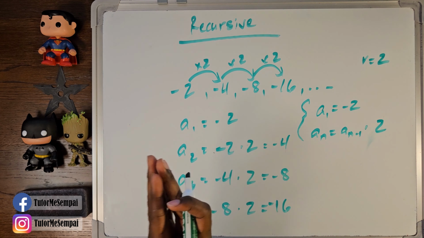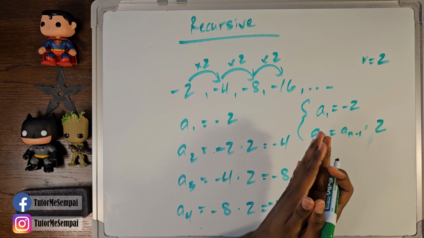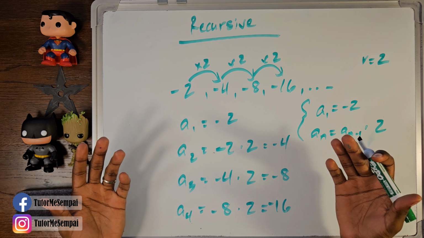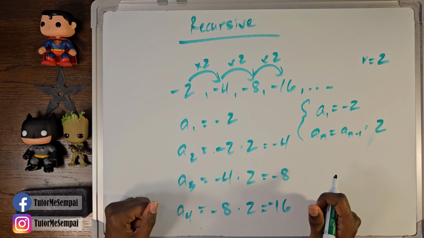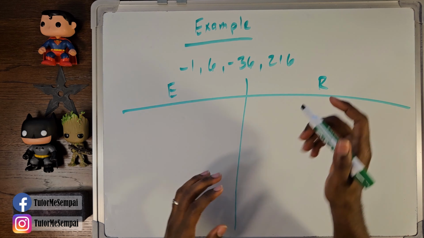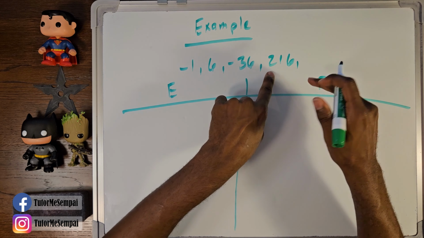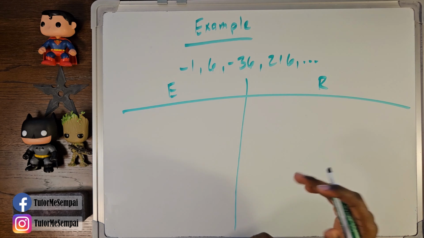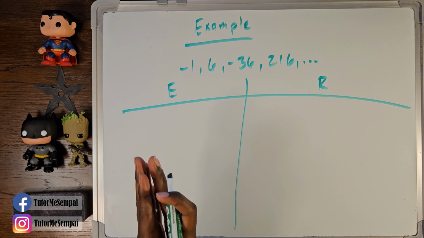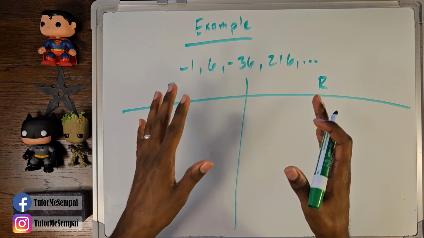Now that we've talked about our explicit formula and our recursive formula, let's jump into an example in which we can find both of them for a new sequence. So in this example, we have the sequence negative 1, 6, negative 36, 216, and so on. We want to find our explicit formula and our recursive formula for this sequence.